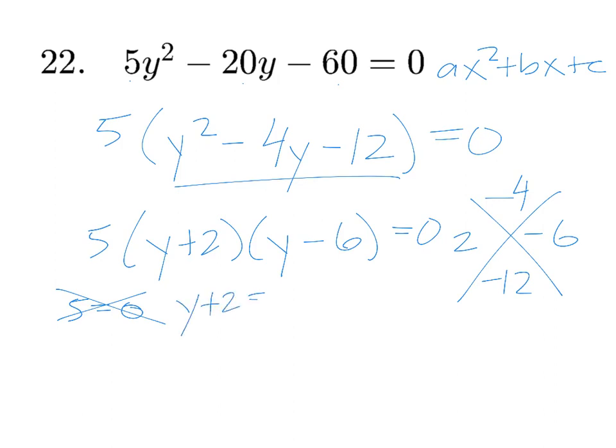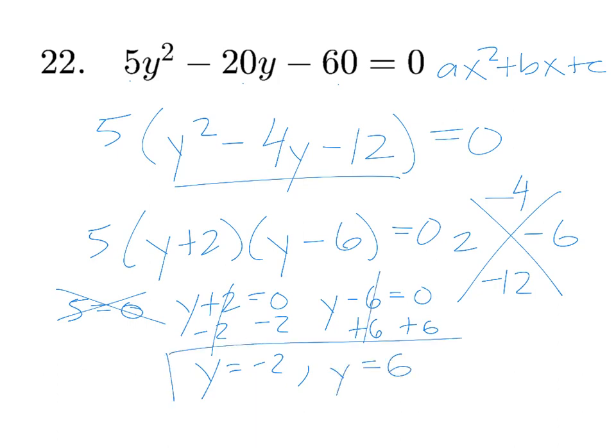Here I have y plus 2 equals 0. Then I have y minus 6 equals 0. So we subtract 2. y is equal to negative 2. Here I add 6. y is equal to 6. Done.